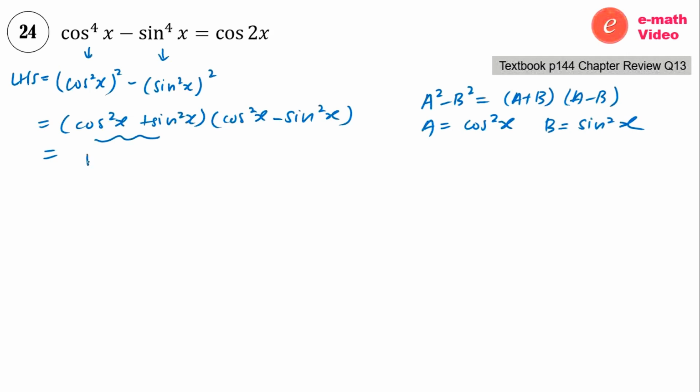Equals to basic identity. This one equals to 1 times. This one is from double angle, isn't it? Cos 2x. Cos 2x. Proven, right hand side.